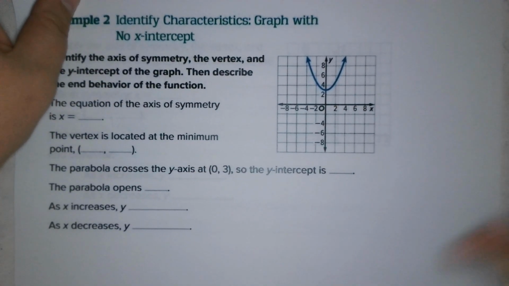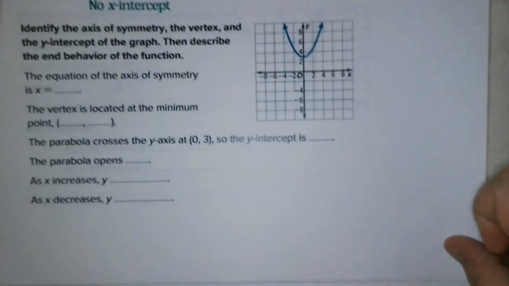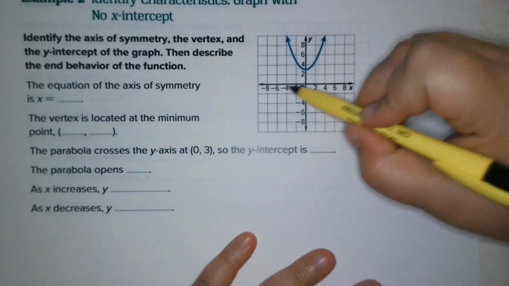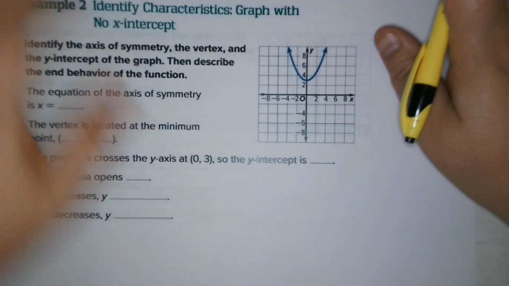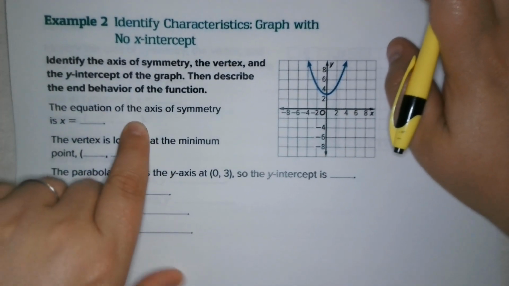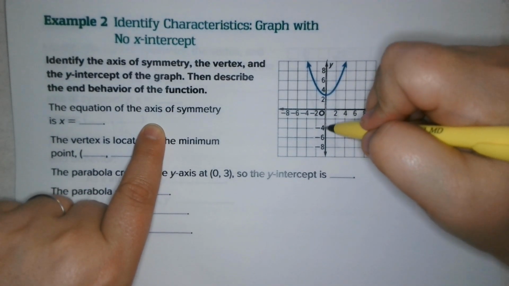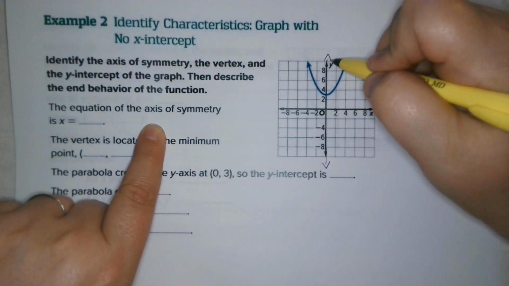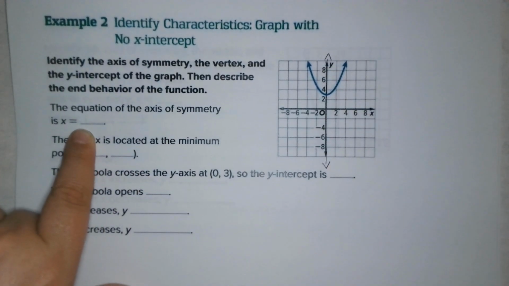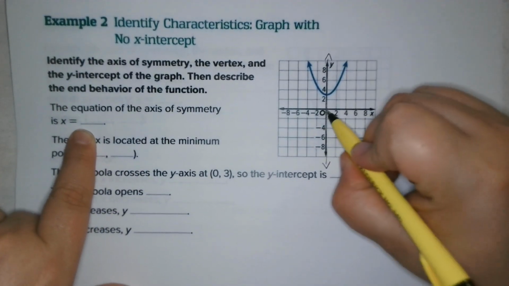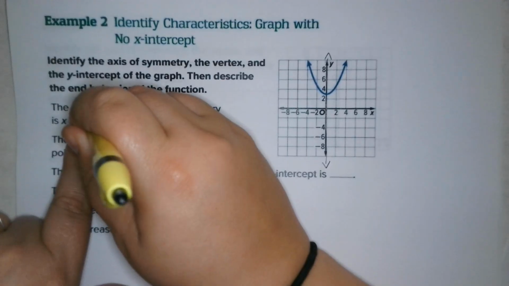So now we can identify the graphs with no x-intercept. See here, this graph never touches the x-axis, but we can still figure it out. Okay, let's start with the axis of symmetry. Let me draw a line straight down the center. I followed my y-axis there. So x is 0.